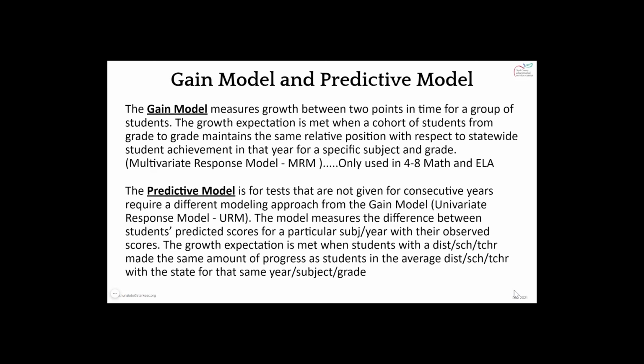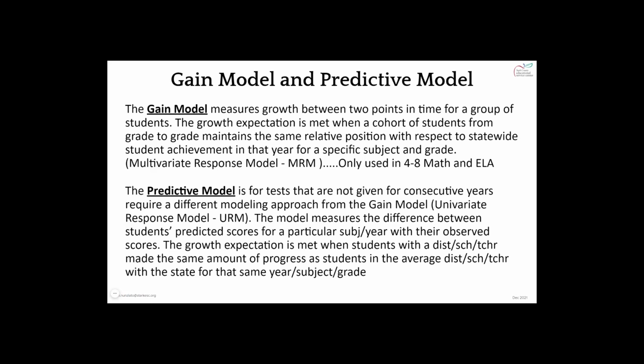So there are two models, the gain model and the predictive model. The gain model measures between 2 points and is used only for 4th through 8th grade math and ELA because those have consecutive state testing. We used to call it the multivariate response model, or MRM, but we're going with the gain model since it's a little bit more user-friendly.